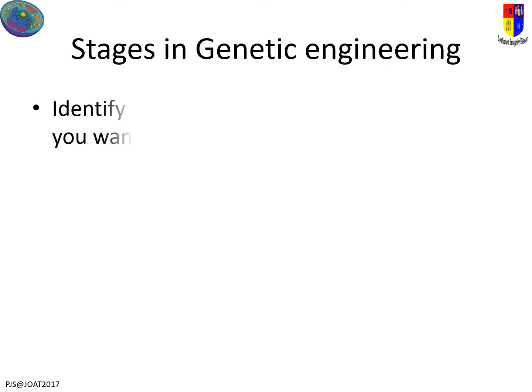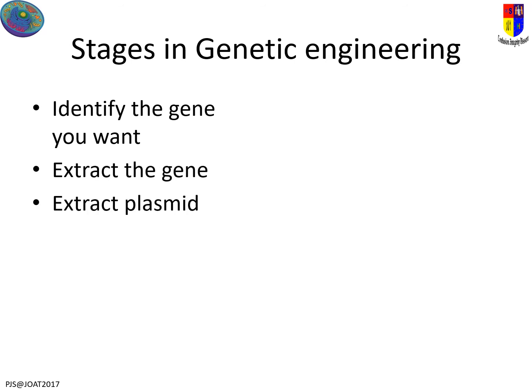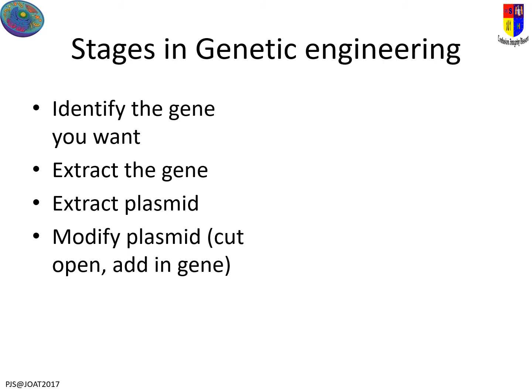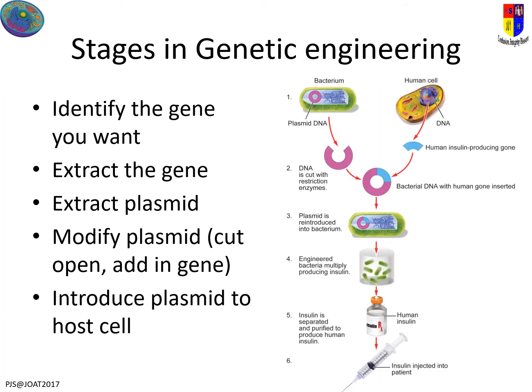So here are our stages. So you take the gene you want, you cut it out, you find your plasmid, you cut it open, you stick in the gene, and then you put it back into a new cell. That cell then multiplies, and once it's multiplied it will produce whatever you want it to produce with the DNA you've given it.